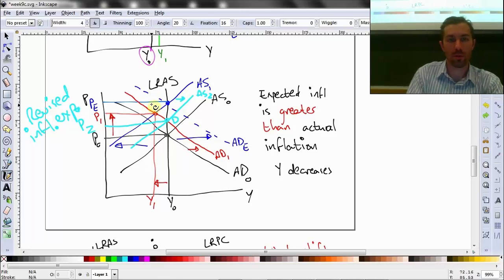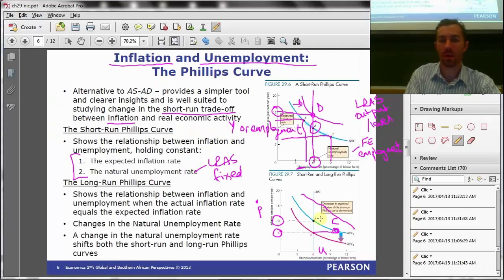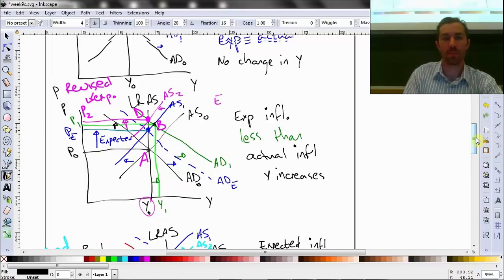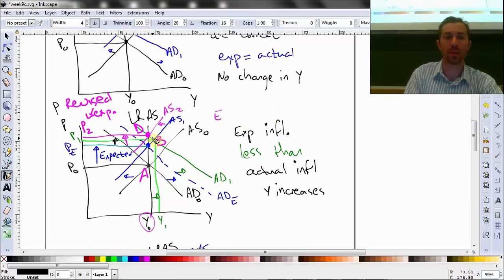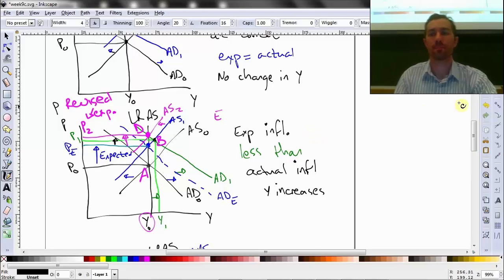Okay, this was our point C, and we had some initial point A. Okay, A, C, D, versus A, B, D. Okay? Great.